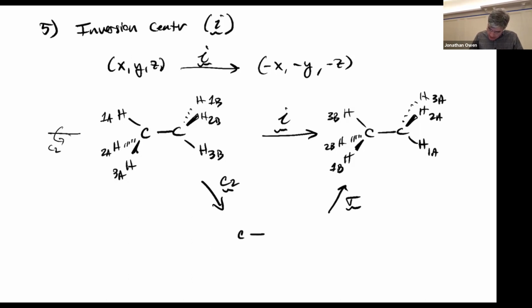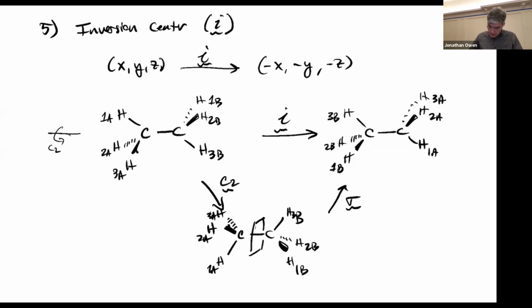That's going to send H1A down here and H3B up there. It's going to send 1B down there and 2B back there. And it's going to send 2A back up there, and 3A back that way. And then if we take a mirror plane here and we reflect the left and the right hand side of the molecule, we'll get the thing in the upper right. Okay, so I is equivalent to a C2 followed by a sigma.